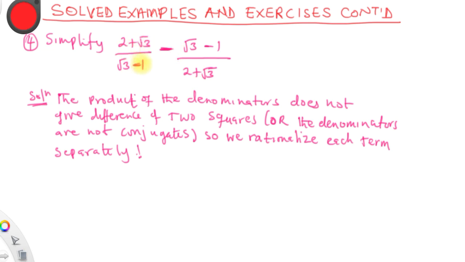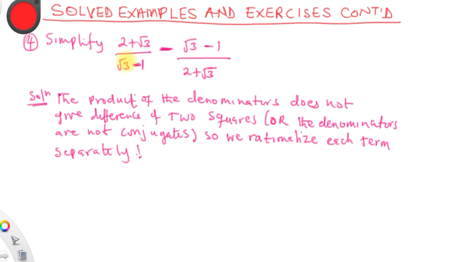first of all, you have to look at the denominators. If the denominators are conjugates, then you have to find the LCM, and add or subtract by finding the LCM. However, if the denominators are not conjugates, then don't worry yourself to find the LCM. You simplify the first term separately, simplify the second term separately, and then you find the subtraction or the addition. Yes, so that's what we are saying.